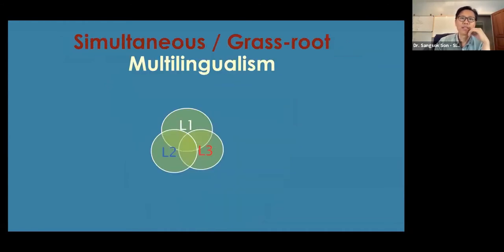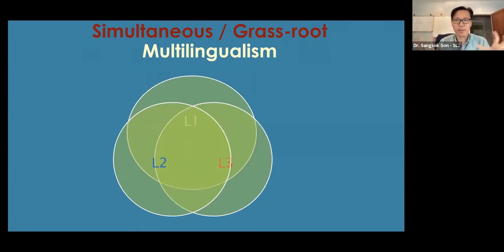The second type is simultaneous or grassroots multilingualism. The children become multilingual as soon as they are born. At home, they may use one language, L1, but as soon as they come out of their home domain, they are exposed to a second, third language. Even within the home domain, they are watching television, where they can hear the national language, which is their second or third. So they are becoming multilingual from the grassroots, from birth, simultaneously, not sequentially. From the beginning, they are exposed to different languages. So this is simultaneous or grassroots multilingualism.